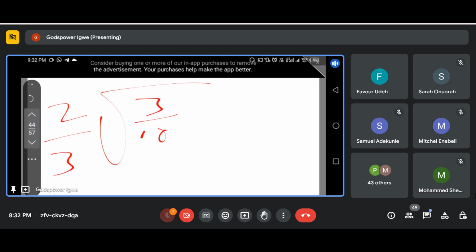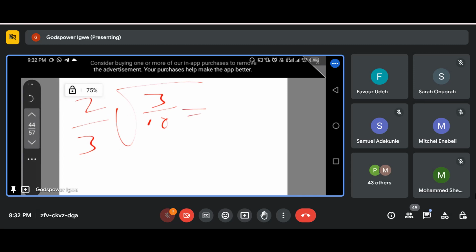So this 2 over 3 with 3 over 10 can also be written as 2 over 2 all over 3. Then we have dot root 3 and also dot root 10. I believe we've learned all this in the previous lessons. So, okay, now what do we need to do?